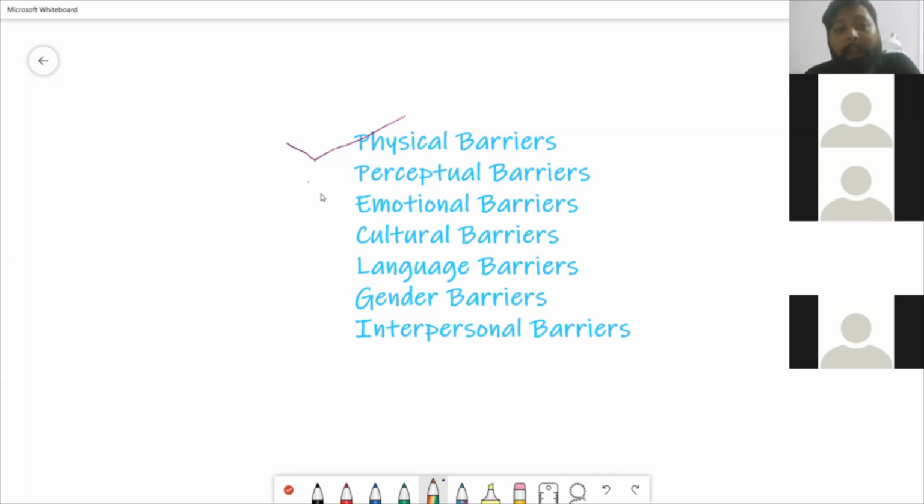Next here we have is a perceptual barrier. Perceptual barrier, this is very, very important for you to understand, because this is something that most of us suffer from. This is a barrier in which we already have a preconceived notion about somebody or something. This is not from my experience. This is just my perception. So there could be a perception of a situation wherein I believe that mathematics is a very, very difficult subject.